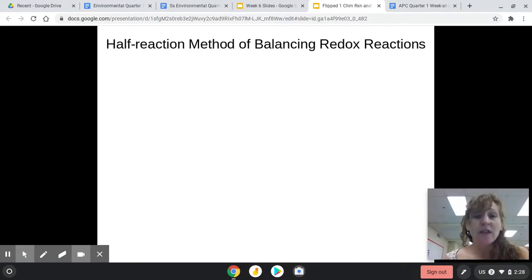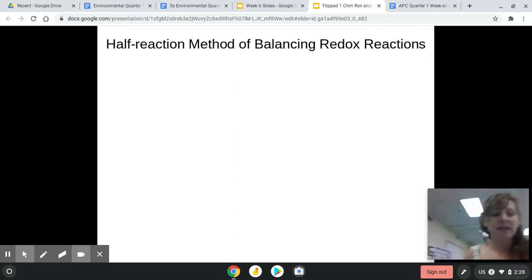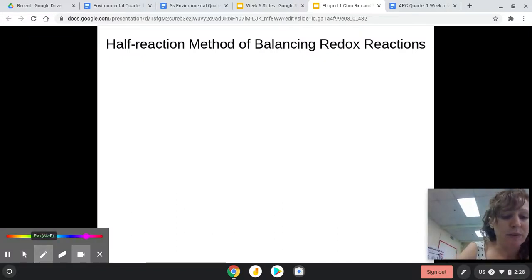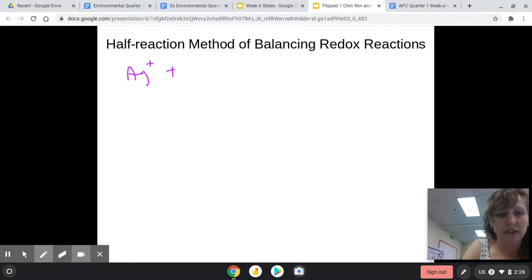Okay, so when we are looking at reactions like this, you see that these reactions have to be balanced not only for the elements themselves, but also for the electrons. So, for example, let's look at silver again. Silver to silver. And then let's also look at lead 2.